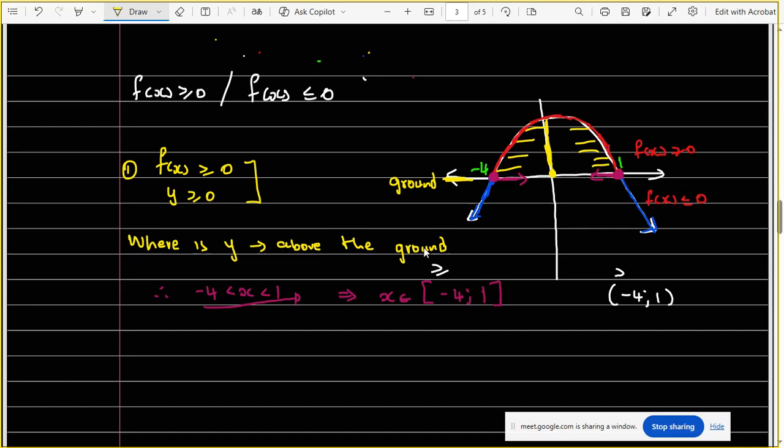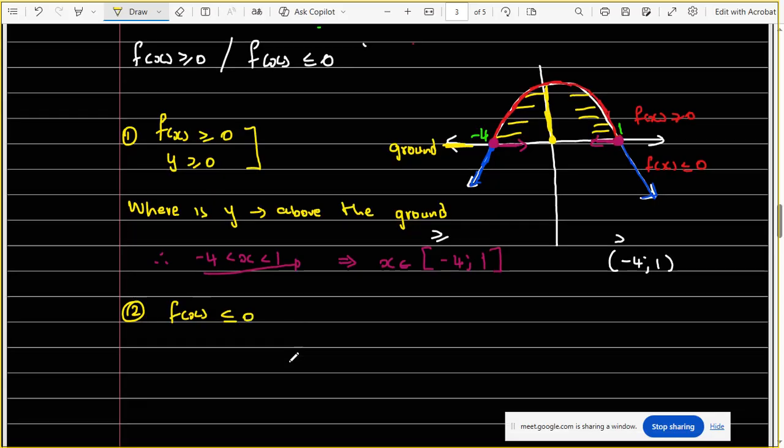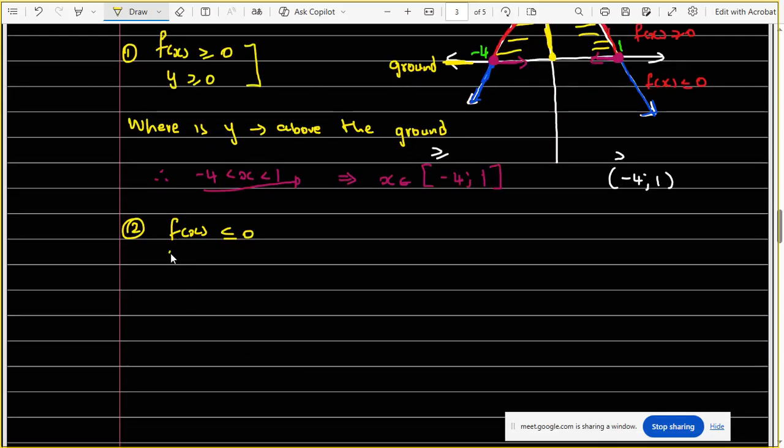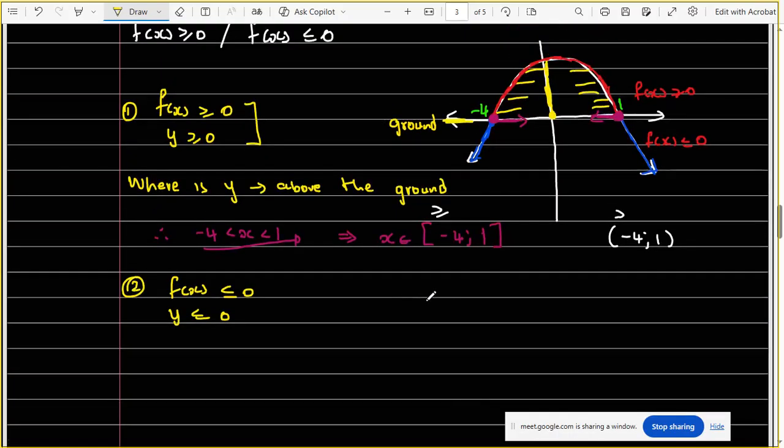x is greater than negative 4 and x is less than negative 1. No, no, no. Try again. Okay, wait. x is equals to... Can it be x is equals to negative 4 or x is equals to 1? I can see that you know what the answer is. You're just struggling to say your answer.